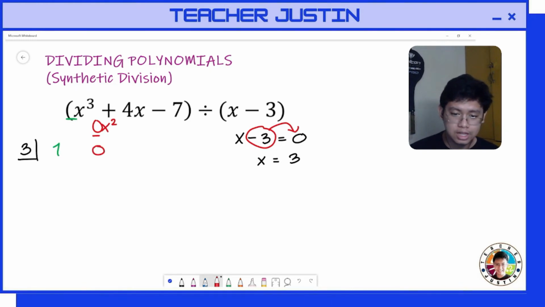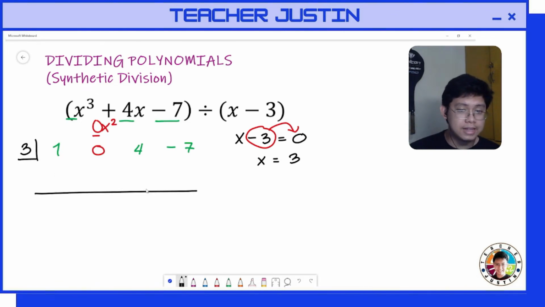0. Then let's continue. Our next coefficient is positive 4. And our last term is negative 7. Okay. Now let's have our synthetic division.